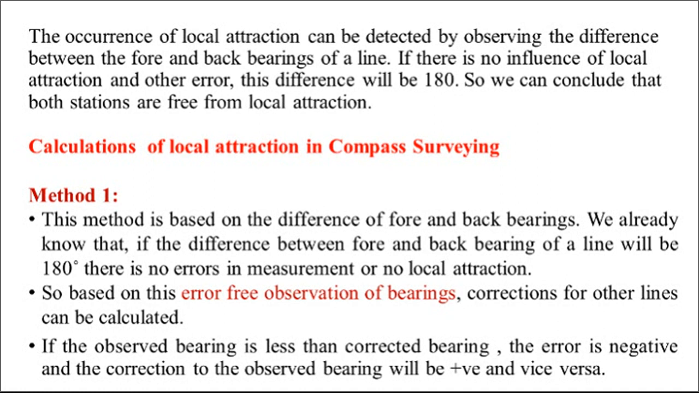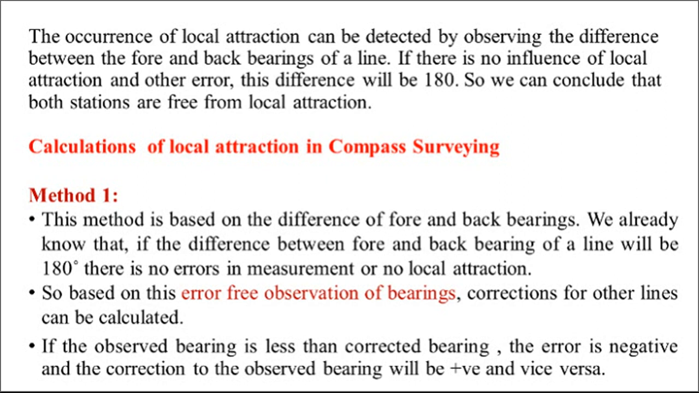We already know that if the difference between fore bearing and back bearing of a line is 180 degree, there is no error in measurement or no local attraction. So based on this, error-free observations of bearings, corrections for other lines can be calculated. If the observed bearing of a line is less than the corrected bearing, the error is negative and the correction to the observed bearing will be positive and vice versa.